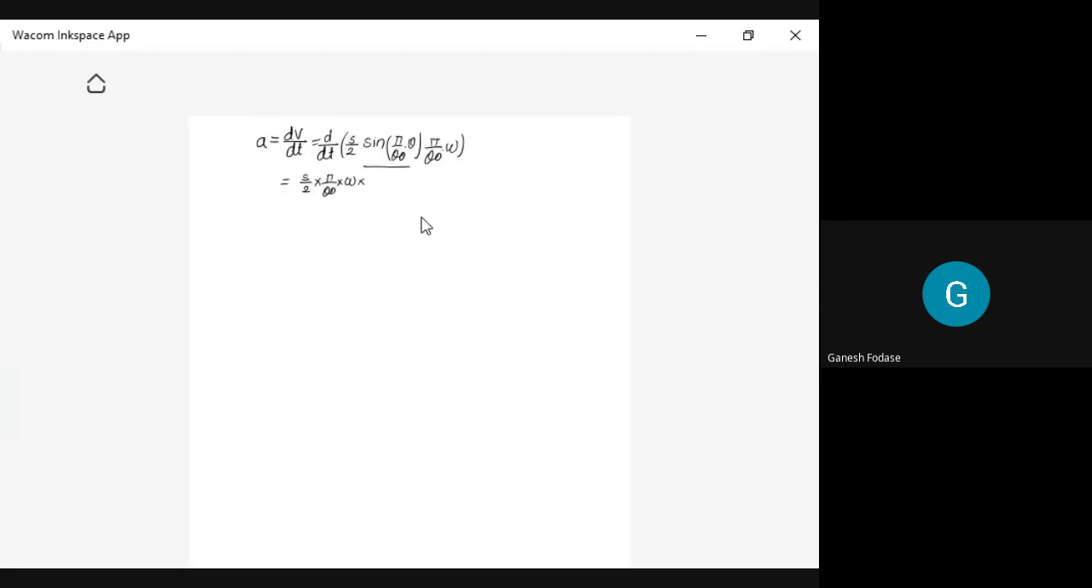Sine derivative is cos. So it is cos of the angle, cos of pi upon theta o into theta, into the derivative of this. So this term is constant again, pi upon theta o into the derivative of theta. The derivative of theta is d theta by dt, nothing but omega. And hence we get s by 2 into pi upon theta o here, pi upon theta o here. So it is pi square upon theta o square, omega into omega is omega square, into cos of pi upon theta o into theta. This is your expression for acceleration.